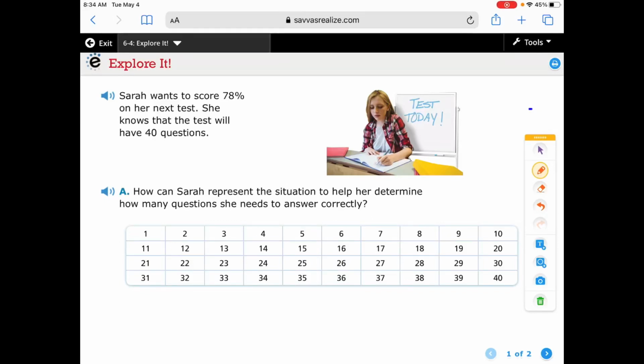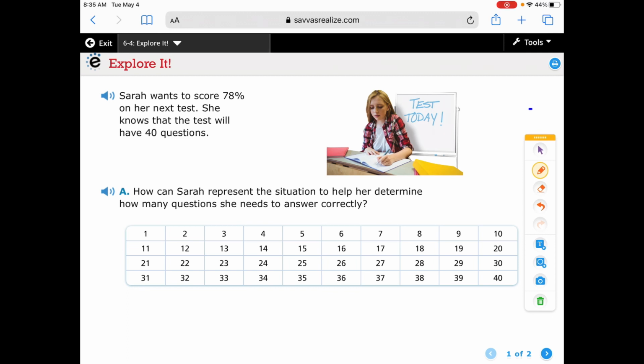All right, let's turn to page 367 to look at our Explore It. It says Sarah wants to score 78% on her next test. She knows the test will have 40 questions. How can Sarah represent the situation to determine how many questions she needs to answer correctly?